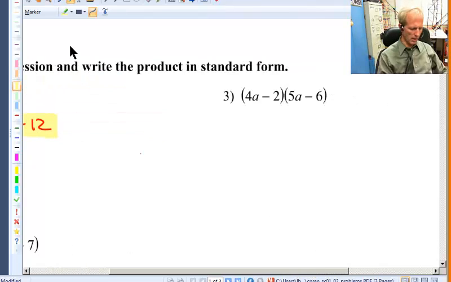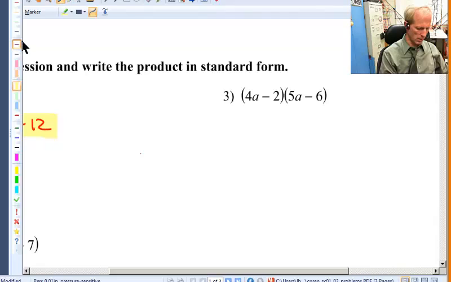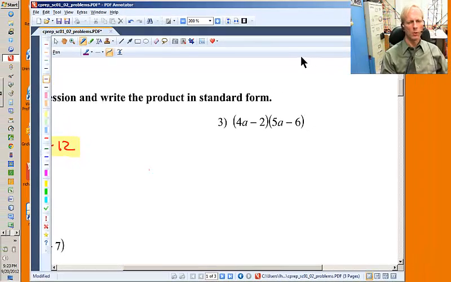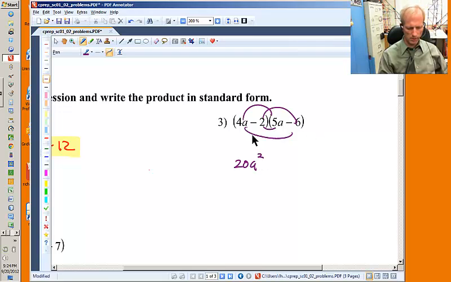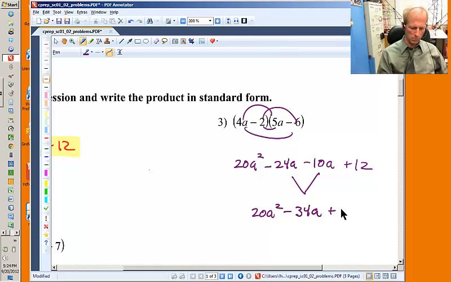Alright, in number 3 I have a binomial times another binomial, and in that case I'm going to FOIL. So let me do the first, outer, inner, lasts. The first give me 4a times 5a, or 20a squared. The outers give me 4a times -6, or -24a. The inners give me -10a, and the lasts give me 12. And then when I combine like terms, I get 20a squared minus 34a plus 12.